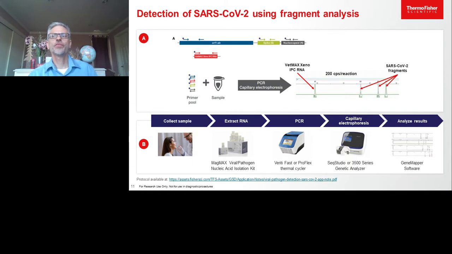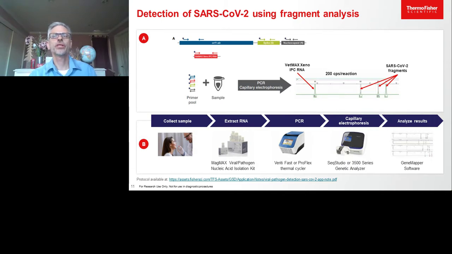So for the assay developed at Thermo Fisher, there were 3 different regions of the virus that were amplified. One from the ORF1AB region, the second from the spike gene, and the third from the nucleocapsid gene. And this results in 3 different size fragments: an N protein fragment at 396 base pairs, an ORF1AB at 425, and S protein at 437 base pairs. And additionally, an RNA positive control is added to the reaction to help check for the presence of any PCR inhibitors that might prevent amplification.